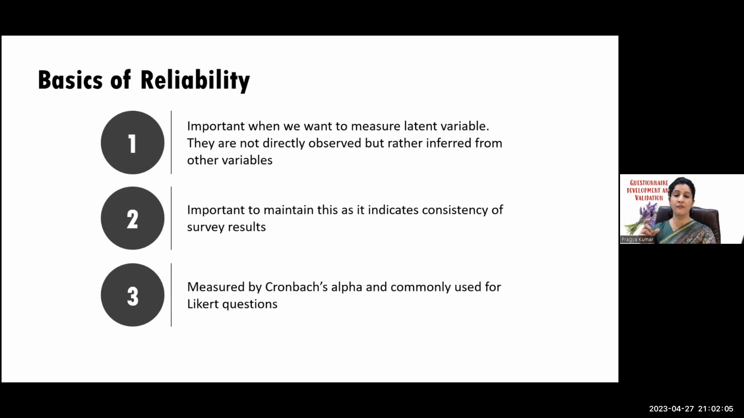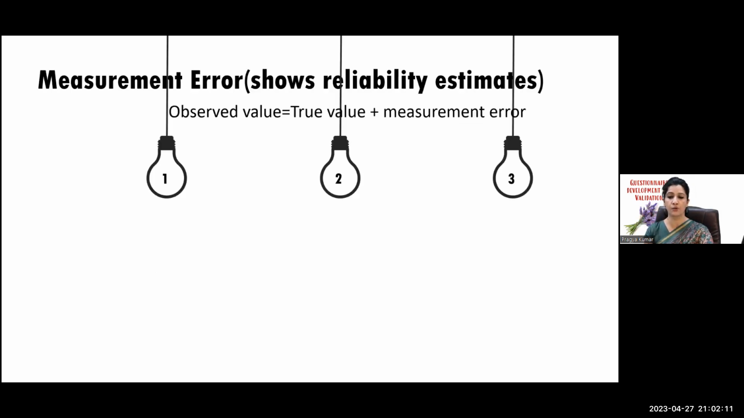So Cronbach alpha is a measure, and its value shows whether your scale is reliable or not. For these reliability estimates, we always discuss that the observed value, the scale score, will be equal to your true latent score plus measurement error.